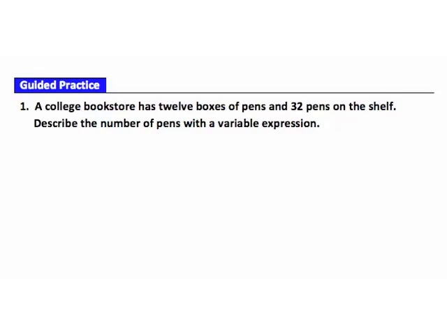Now it's time to check your understanding of writing a variable expression to describe a situation. Pause your video player and answer this guided practice question. When you're done, hit play to see how you did.